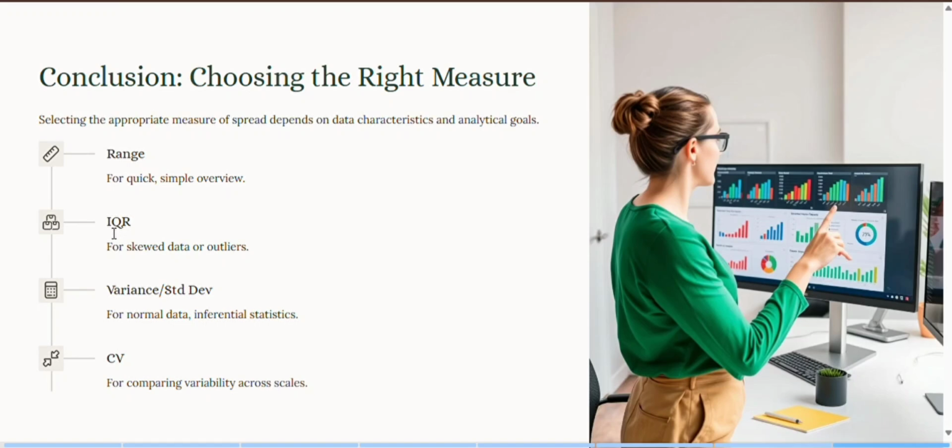Variance or standard deviation is for normal data, inferential statistics. Whenever we have normal data, we can use variance or standard deviation. And for CV, coefficient of variation, it is for comparing variability across scales. So we can compare the variability by scales or by categories.